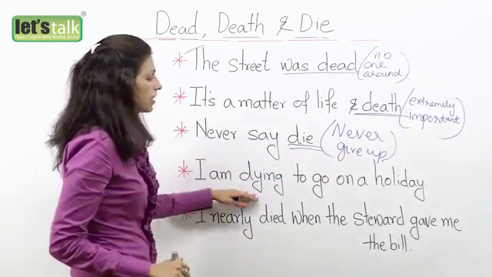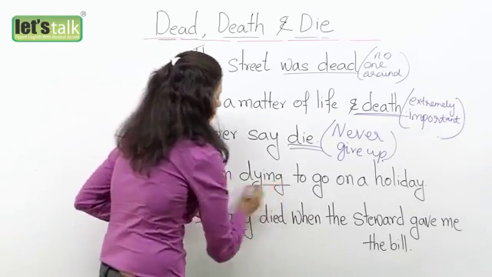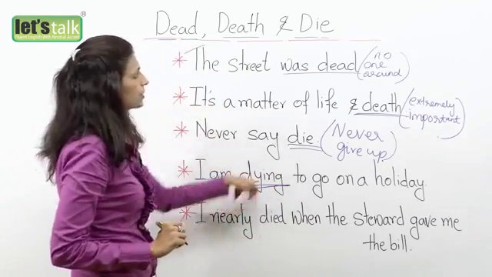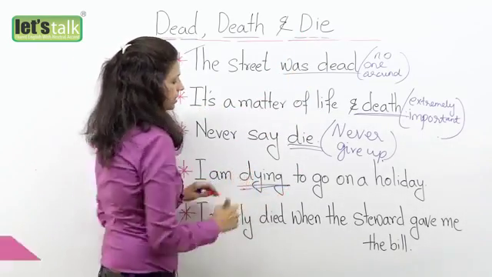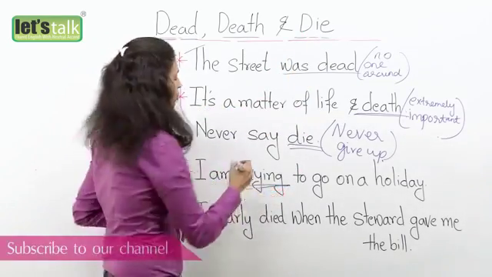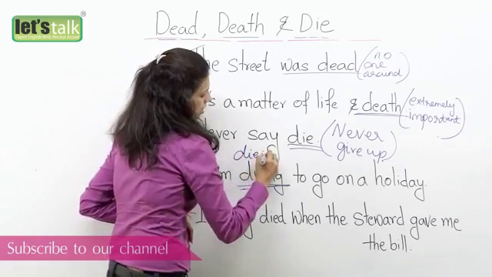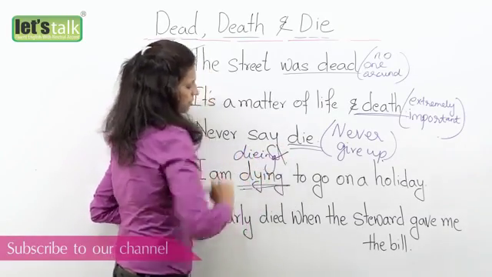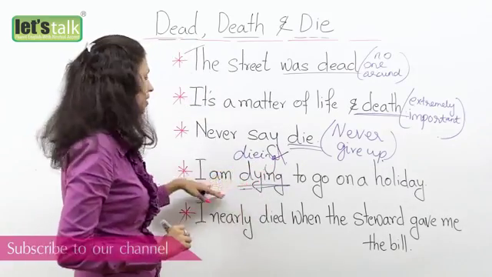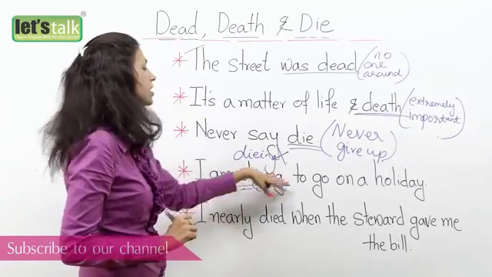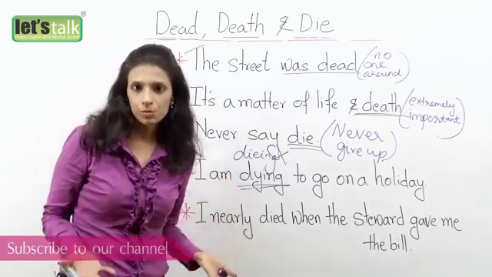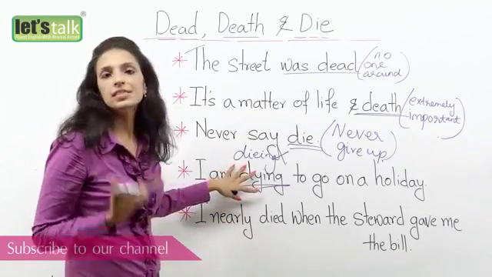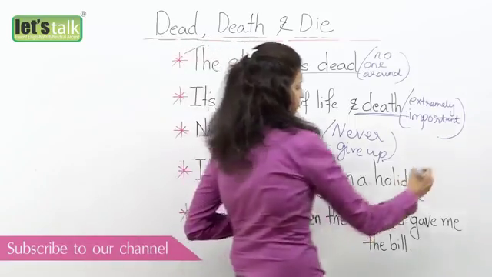Okay, I'm dying to go on a holiday. Okay, so now I'm putting D-I-E in the continuous form. So the spelling is D-Y-I-N-G. Please do not make the mistake by writing this. Okay, this is the incorrect spelling. It's I'm dying, D-Y-I-N-G, to go on a holiday. Now that doesn't mean I'm literally dying and I'm gasping for breath. It only means I'm so excited that I can't wait to go.